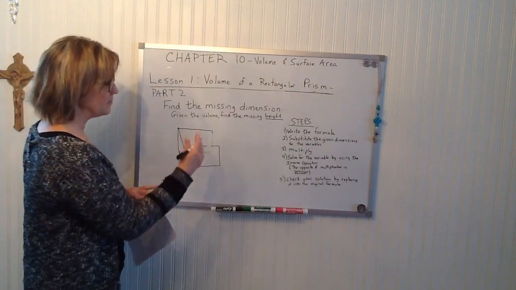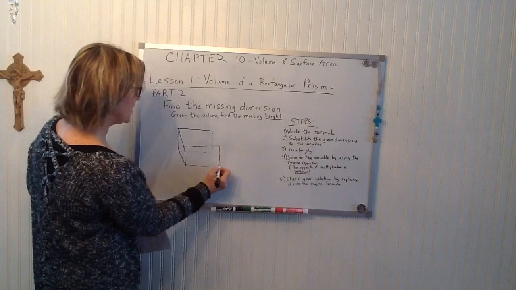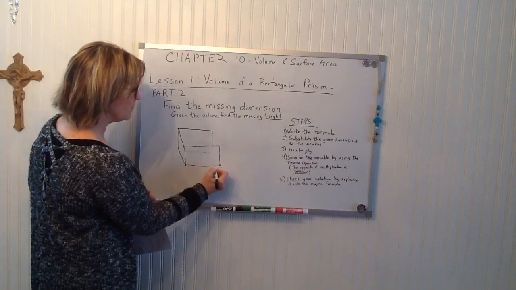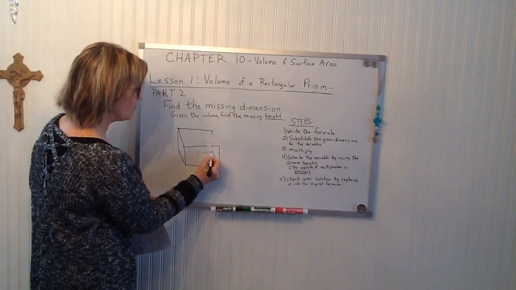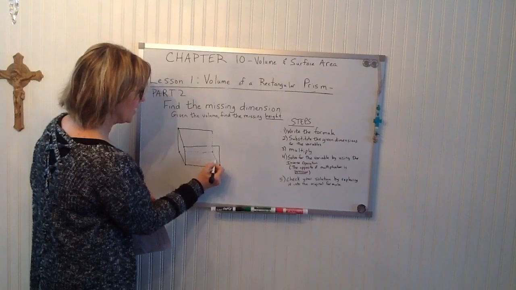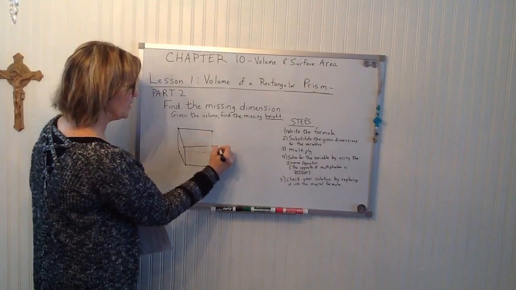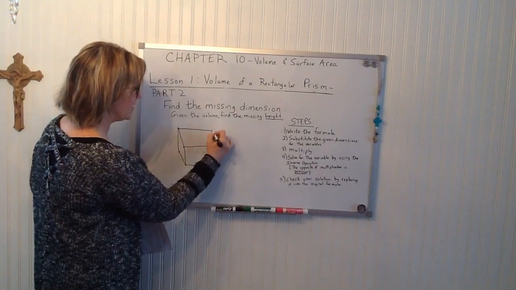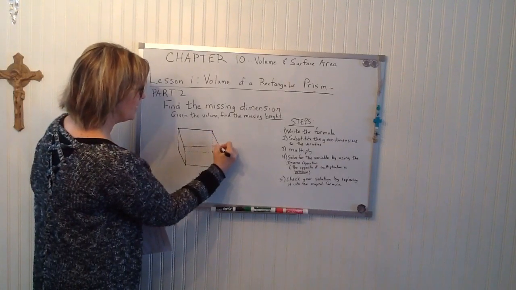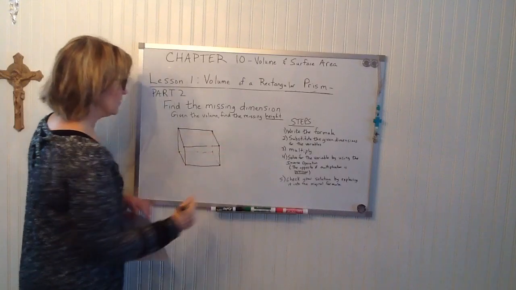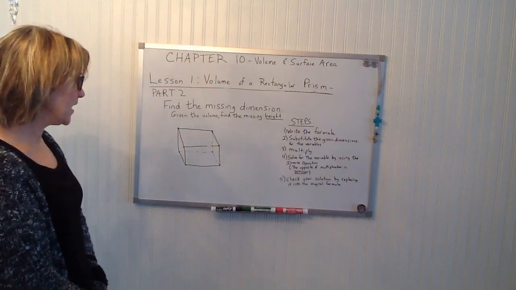Then we're going to do the same thing on the right. So we're going to take the bottom right vertex, the back right, and we're going to connect those together. And then we're going to take the top right, the back right and the front right, and we're going to connect those. So there is our rectangular prism.